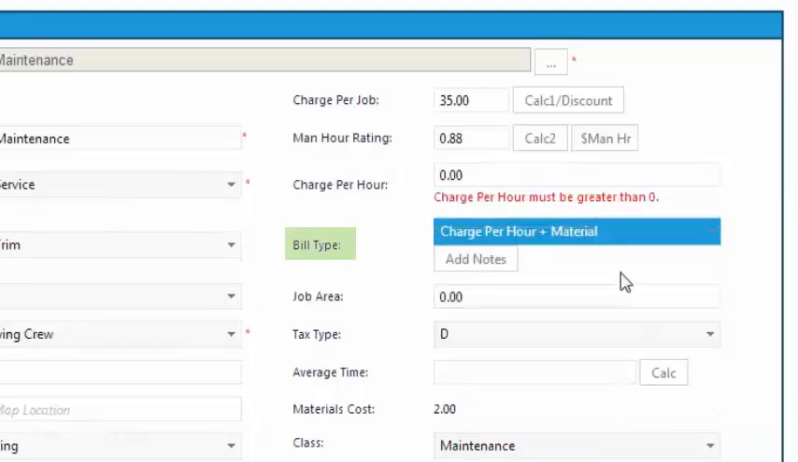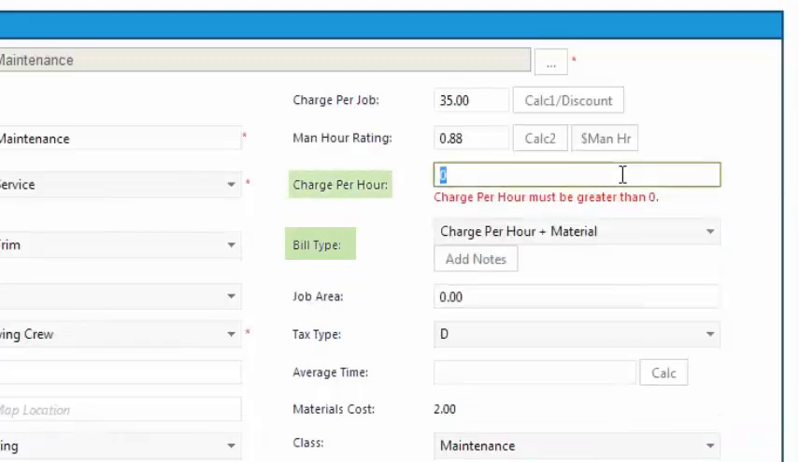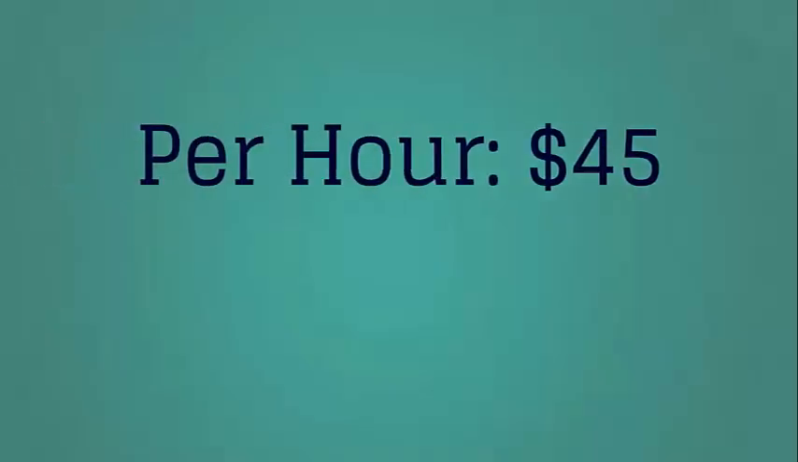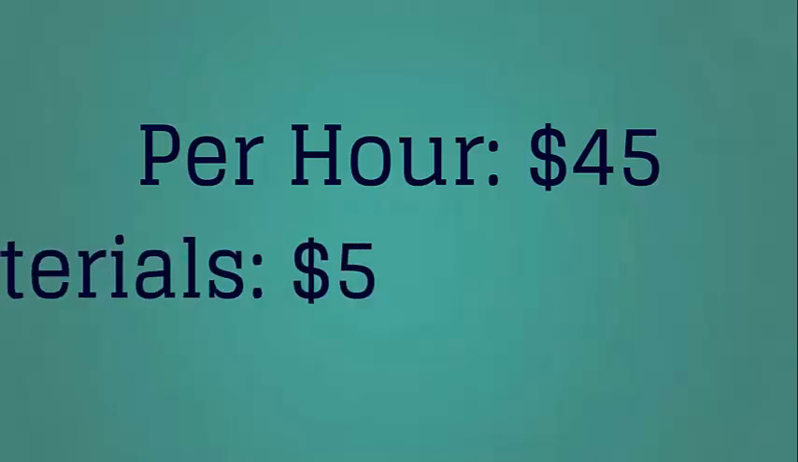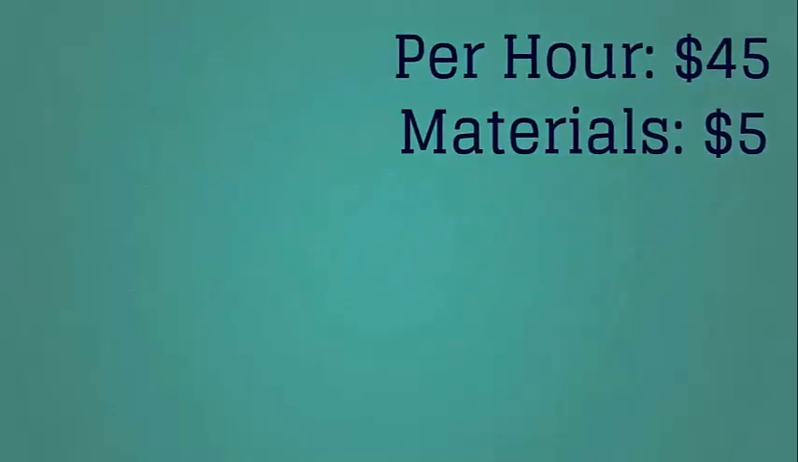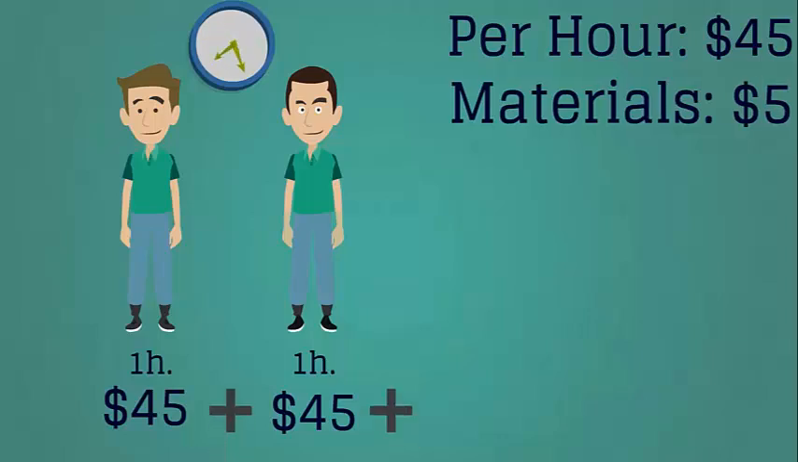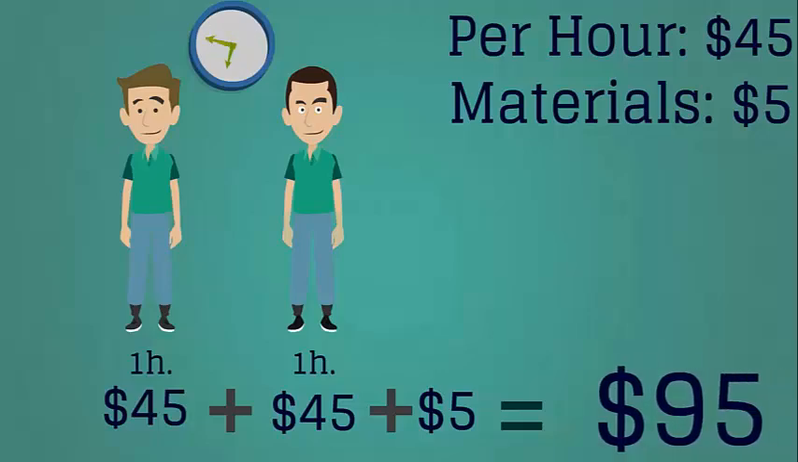Charge per hour plus material means that the customer will be charged whatever the amount you fill in here, multiplied by the hours it took the men to do the job, plus the cost of the materials. For example, let's say my charge per hour was $45 and the materials cost was $5. It took 2 men 1 hour to do the job. Therefore, CLIP would charge the customer for 2 hours because there were 2 men plus the $5 of materials, which would bring us to a total of $95.